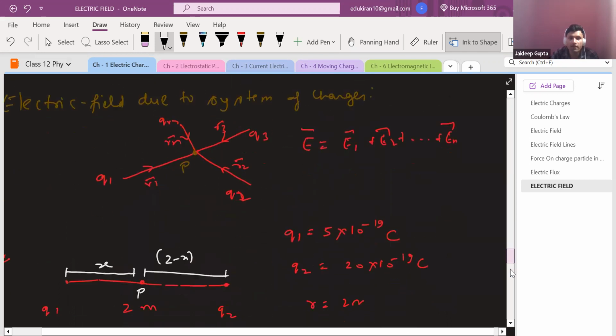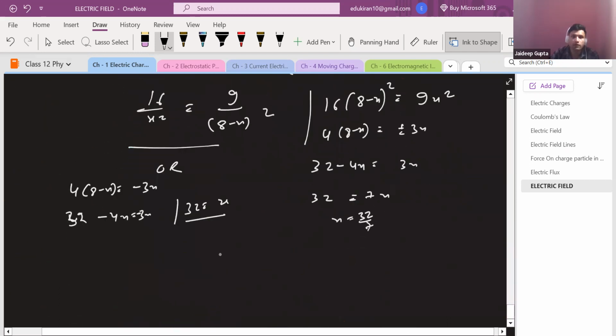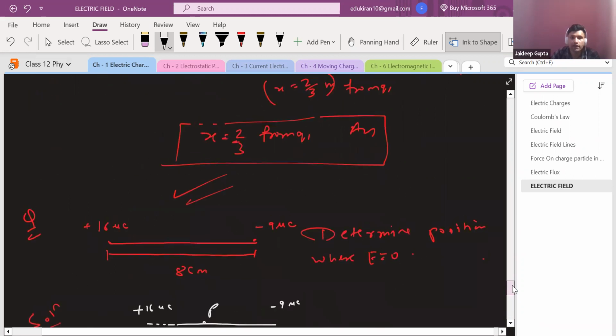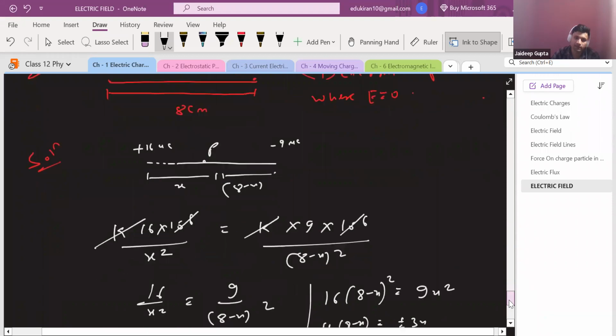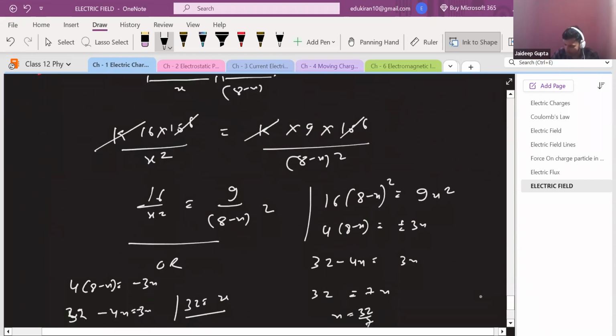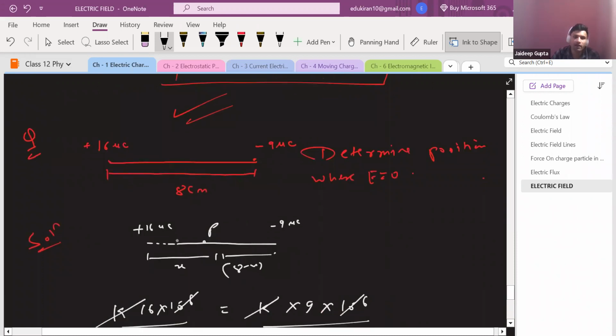Now, which answer do we have to take? There are two possibilities, either x equals 32 over 7 or 32. If we take 32 over 7 centimeters, is it less than 8 centimeters or more than 8 centimeters? Less than. Okay, fine, so the point lies somewhere between these two charges. Is it okay?